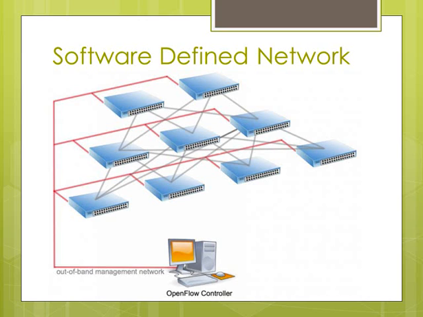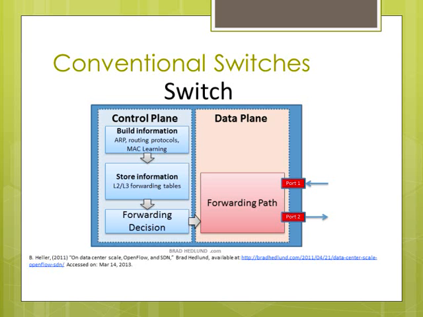However, in a conventional network, while the intelligence is distributed among each switch, in a software-defined network, the intelligence is centralized in one server. If we take a look at a conventional switch, we can see that in terms of its operation, there are roughly two main elements. The first is a control plane, which collects information about the network and builds its own version of the topology map.